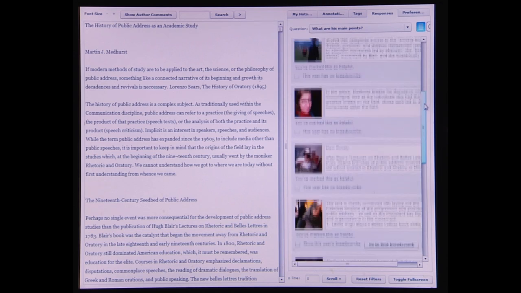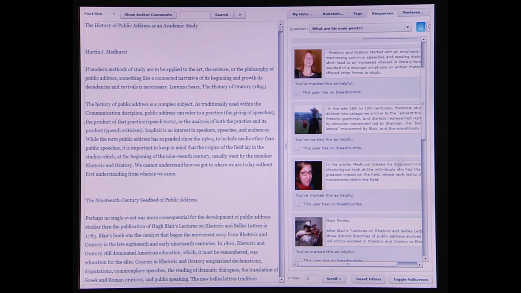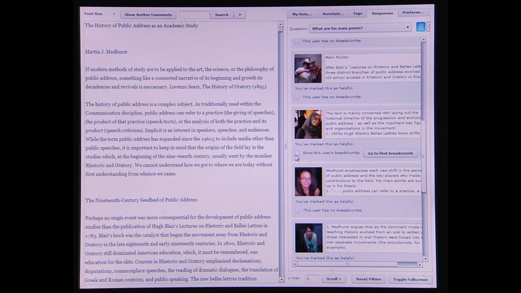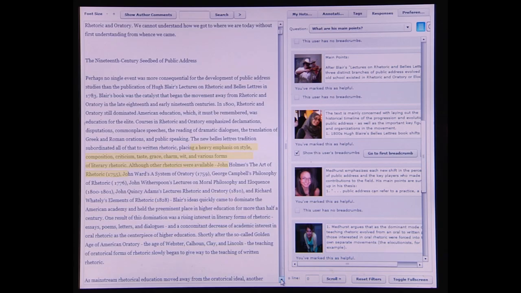Students can answer questions about what are the main points of the text. Students can also indicate if they found other students' responses helpful to their own understanding. Every student, when they respond to main points, can indicate what are the breadcrumbs. This student has a breadcrumb, and so we'll say, show your breadcrumbs. And it happens to be Ream. And here, we can go through the text, and Ream can indicate what are the parts of the text that allowed her to substantiate her response.